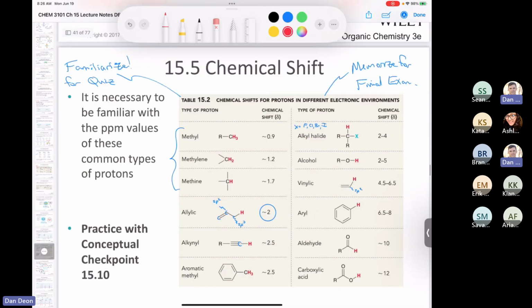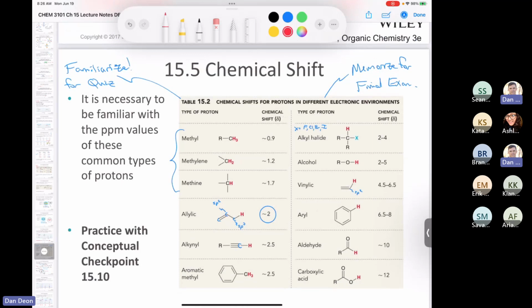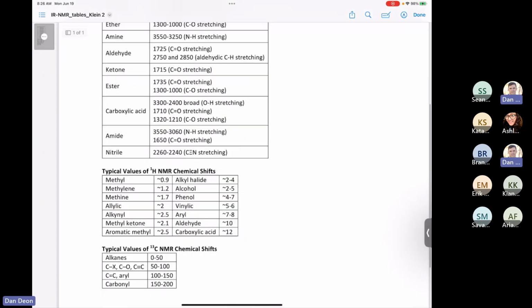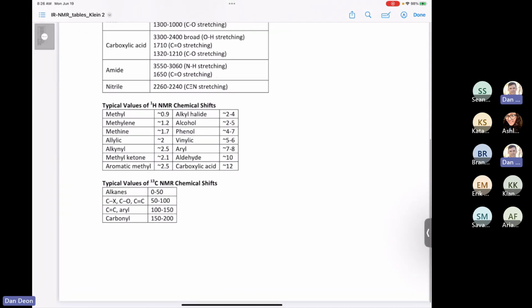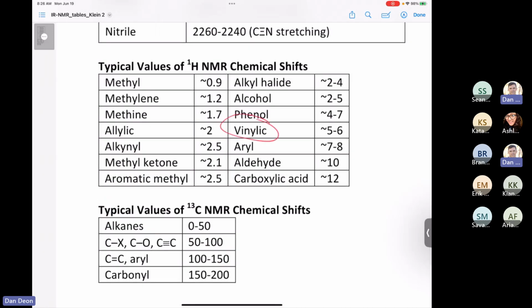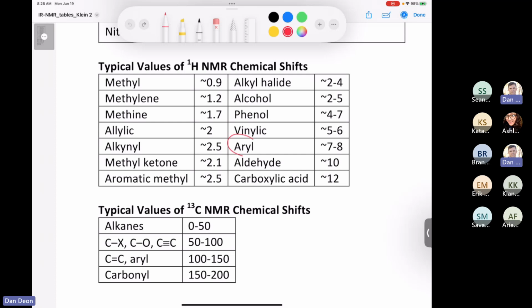We talked about diamagnetic anisotropy, which explains to us why aromatic protons have a chemical shift of around 6.5 to 8. I said 7 to 8 earlier this morning. It's close enough. And even though I'm going to give you a version of this table on the quiz, you still want to familiarize yourself with it, because I'm not going to draw the functional groups, right? The table that I give you in the quiz is this one here. You can see that in the table, I don't show you the structure of a phenol. I don't show you the structure of a vinylic proton, or what a vinylic proton or an aryl proton is, or anything like that. You have to know that.